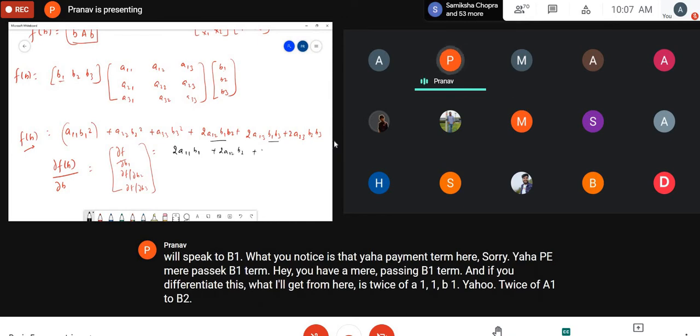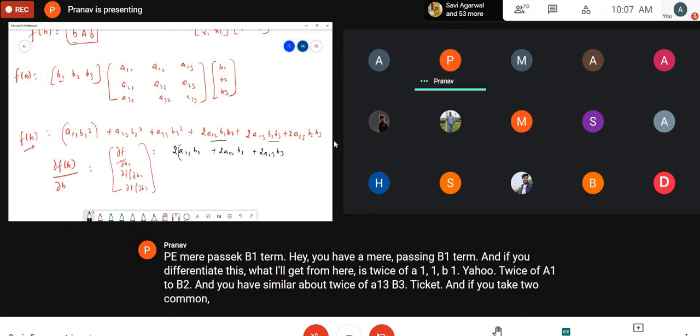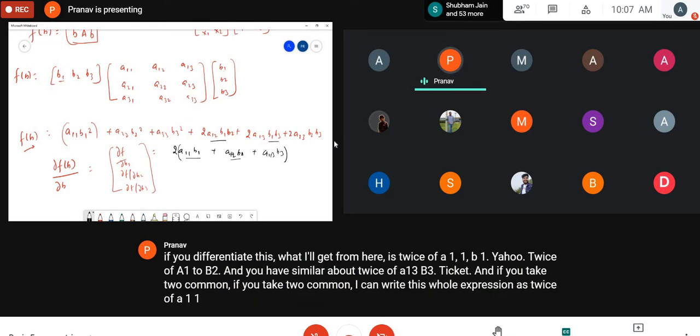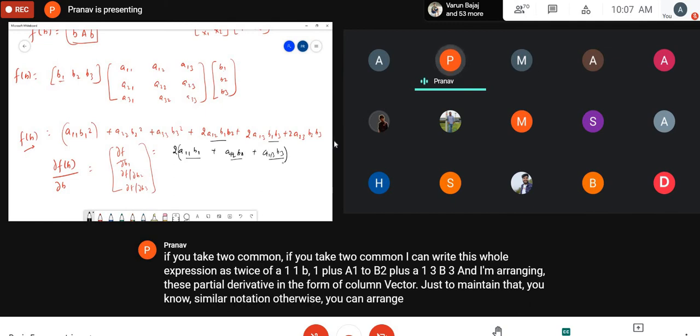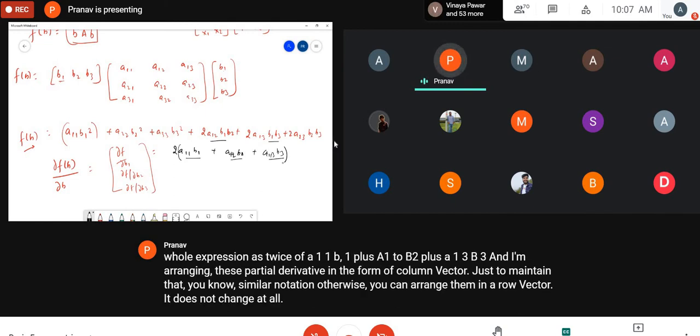And here you will get twice of a13 b3. Okay? And if you take two common, I can write this whole expression as twice of a11 b1 plus a12 b2 plus a13 b3. And I'm arranging these partial derivatives in the form of a column vector just to maintain that similar notation. Otherwise, you can arrange them in a row vector; it does not change anything.